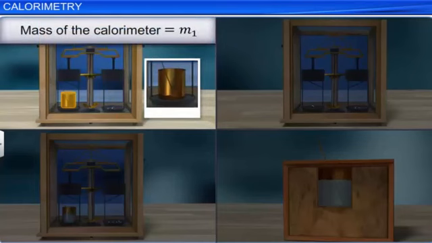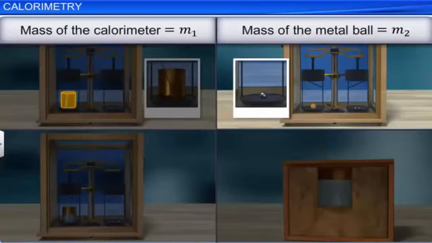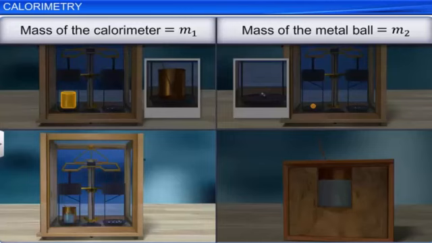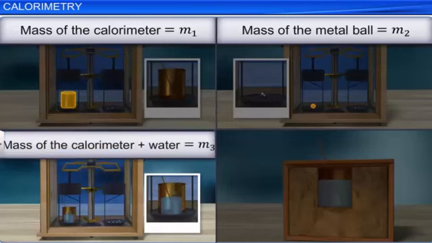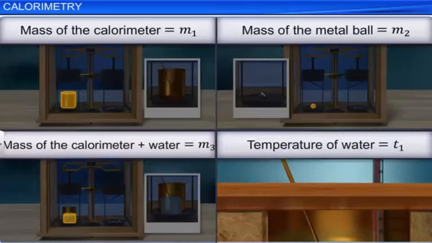We now weigh the material used in the activity, that is, the metal ball. Let its mass be M2. Pour sufficient water into the calorimeter. And then the mass of the calorimeter and water is found to be M3. Then the mass of the water is equal to M3 minus M1. Note the temperature of the water. Let it be T1.